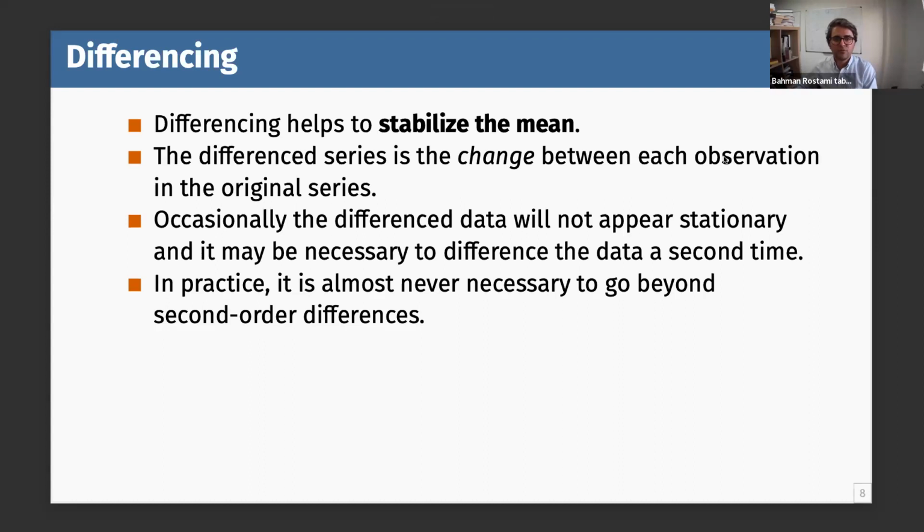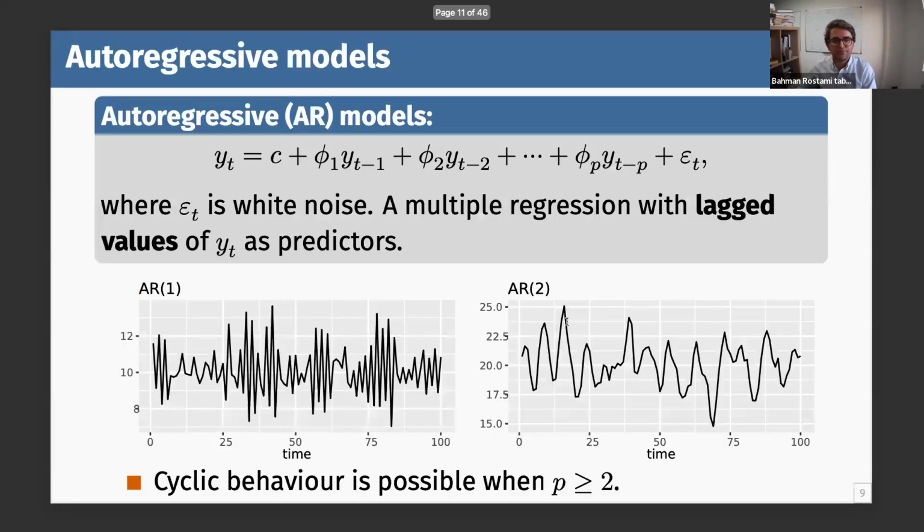do it. So the difference series is the change between observations in the original time series that you have. So when you calculate one difference, you calculate the difference between each observation compared to the previous one. So how many differencing do we need? Well, it depends. Most of the time, one differencing would be enough. Sometimes you may do two differencing, but I don't think you need more than two order differencing to make your time series stationary.